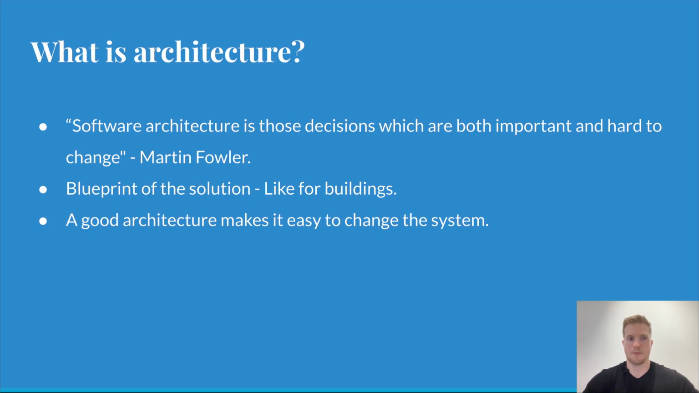What is architecture? The Martin Fowler definition is: software architecture is those decisions which are both important and hard to change. It's like the blueprint of the solution, like it is for buildings. A good architecture makes it easy to change the system later. So architecture is an enabler for change of the system. The better the architecture, the easier it is to change the system.